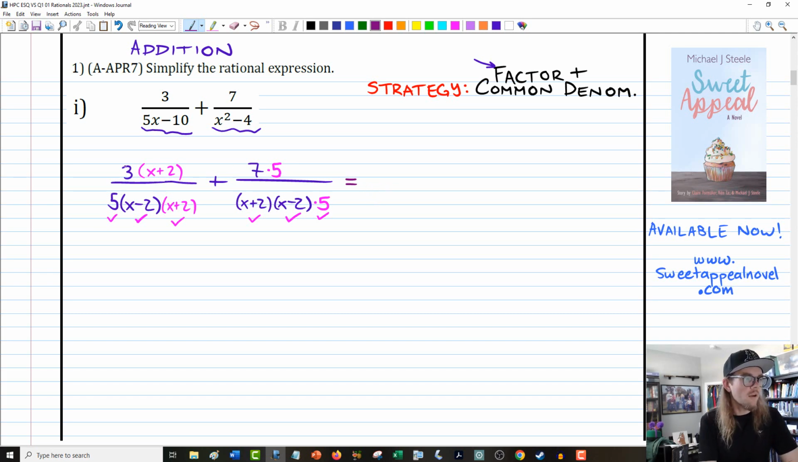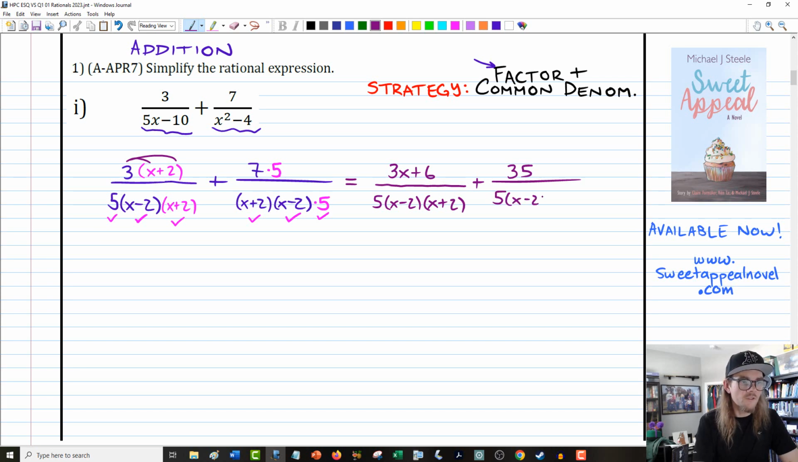But basically looking up here, I've got 2 new expressions for my fraction. And I'm going to distribute pieces here just so I can condense them afterwards. So 3 times x plus 2 is going to give me 3x plus 6. And all of that is going to be over 5 times x minus 2 times x plus 2. And then for the second one, we have 7 times 5 on top, which is 35. And of course, that's then going to be over 5 times x minus 2 times x plus 2.